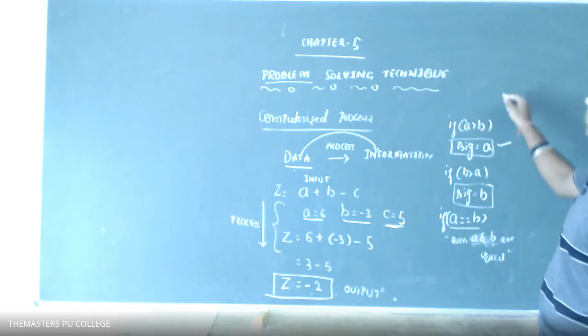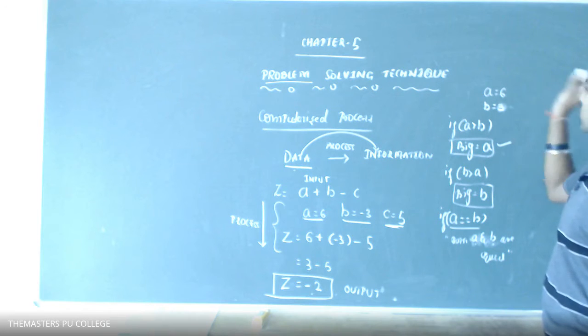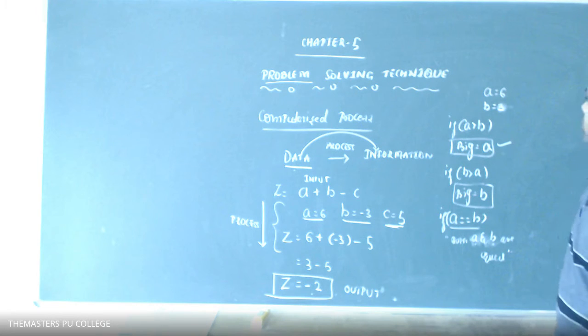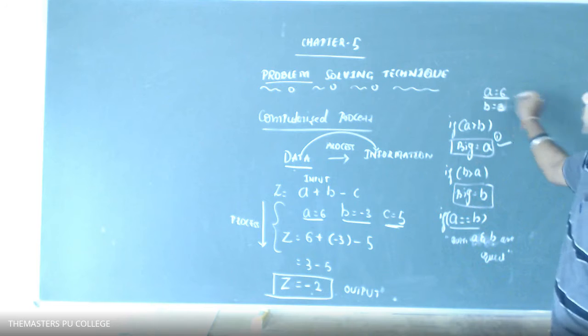So it depends on the input that we give. You can give a is equal to 6, b is equal to 3. So here the first expression will be executed, and the biggest number is a.